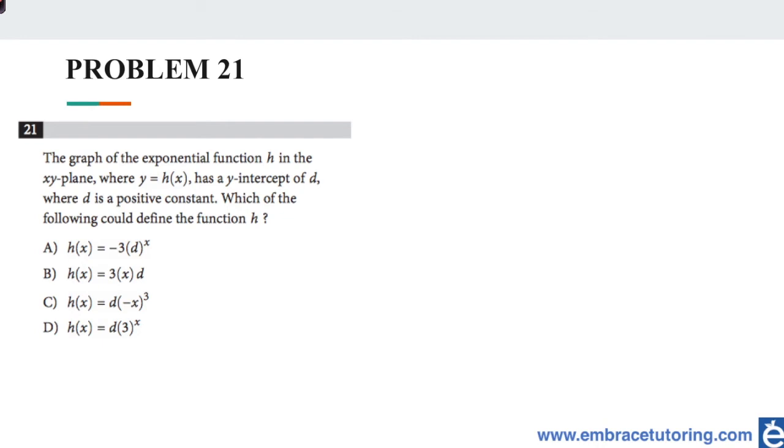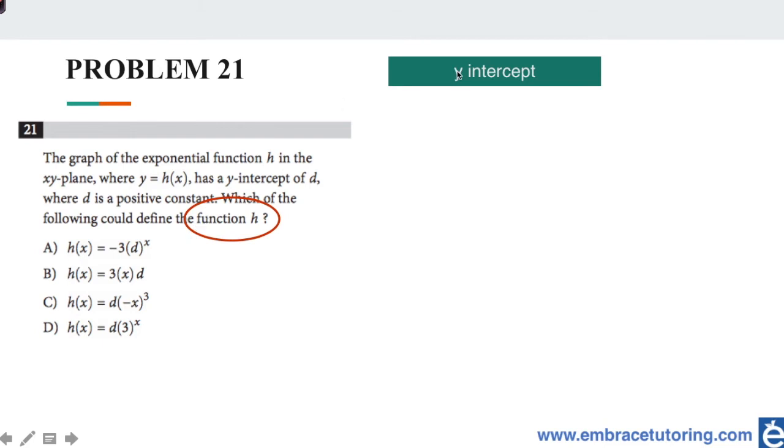Problem number 21 states the graph of the exponential function h in the xy plane, where y equals h of x, has a y-intercept of d, where d is a positive constant. Which of the following could define the function h? Whenever you see the words could define, and because they're stating your y-intercept, you really want to understand where x equals 0. So what you want to do is plug in 0 for the x's, and what you're hopefully trying to accomplish is that y will be equal to d when you plug in x equals 0.